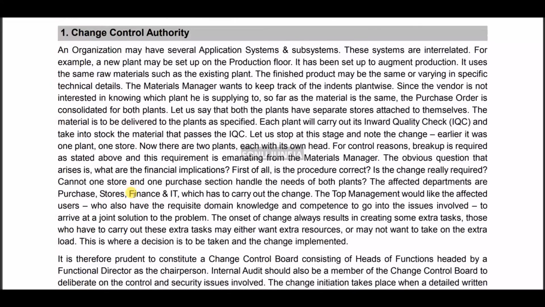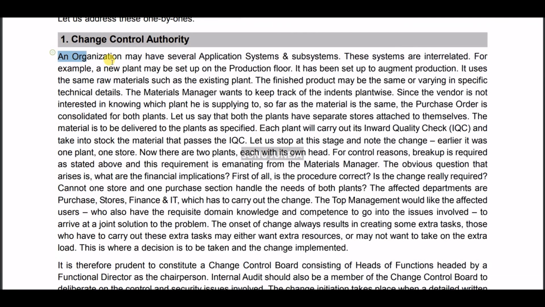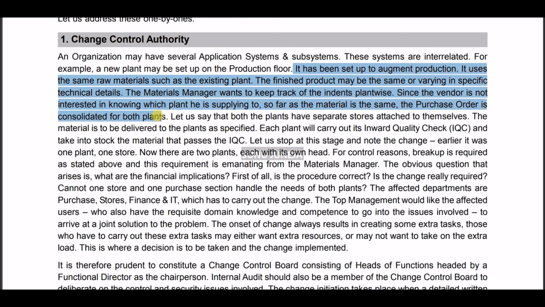The first thing we have is the change control authority. An organization may have several application systems and subsystems. These systems are interrelated. For example, a new plant may be set up for the production flow. It has been set up to augment production. It uses the same raw materials as the existing plant. The finished product may be the same, varying in specific technical details. The materials manager wants to keep track of the indents plant-wide, since the vendor is not interested in knowing which plant he is supplying to. So far as the material is the same, the purchase order is consolidated for both plants.